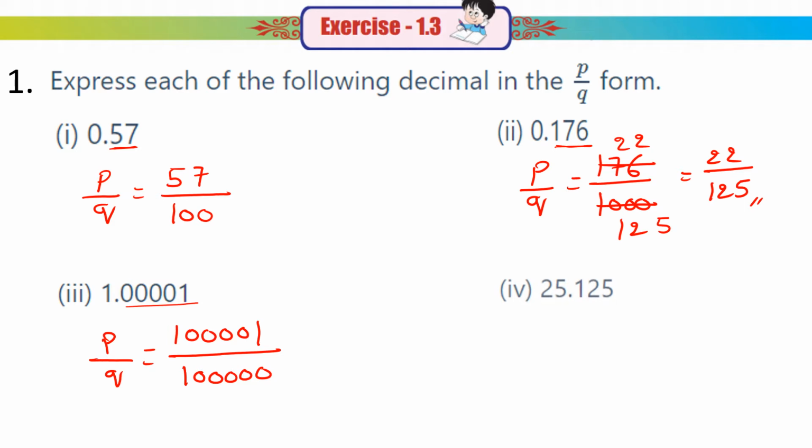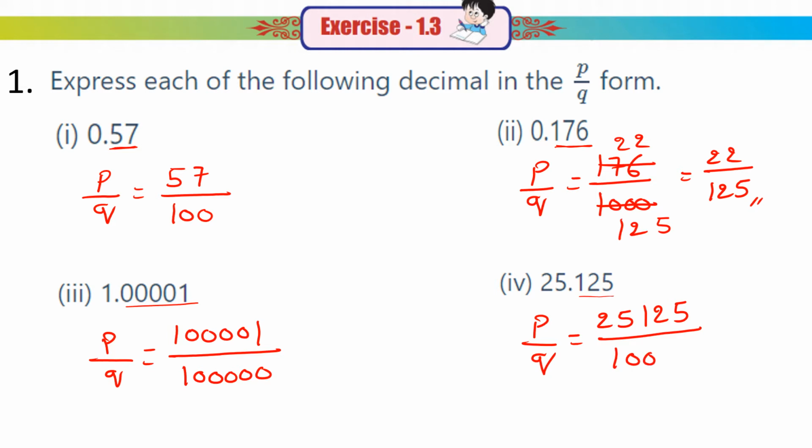Okay, now let us see the next one, P by Q is equal to 25.125. So omit the point in the numerator and write the total number, that is 25,125. After the decimal point there are 3 decimal places, that's why we should take 1000 here. So cancel by 125. 125 2s are 250, 125 1s are 125 and 125 8s are 1000. So the answer is 201 by 8.